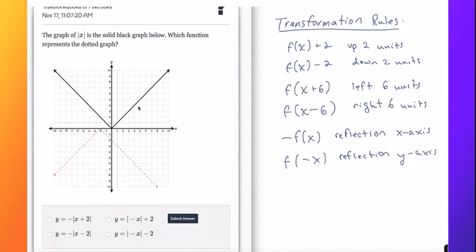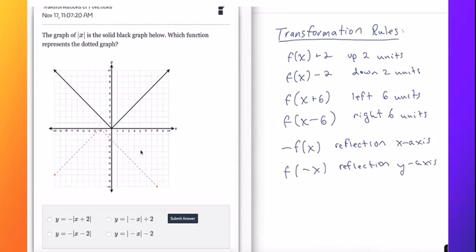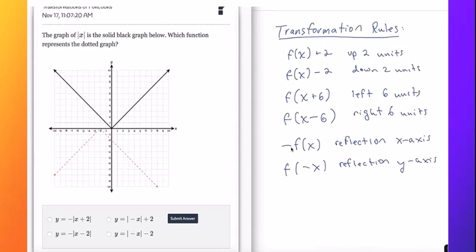Here I do see a reflection. So let's see. If I have a regular v, which looks like this, if I want it to go down like this, I will need to reflect that over the x-axis. So I first reflect it down. Now, how do I reflect over the x-axis? Well, here in our rules, we said if I put a negative in front of the function, it reflects over the x-axis. So that's what we want to do.